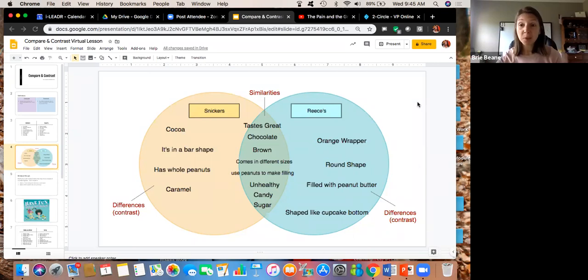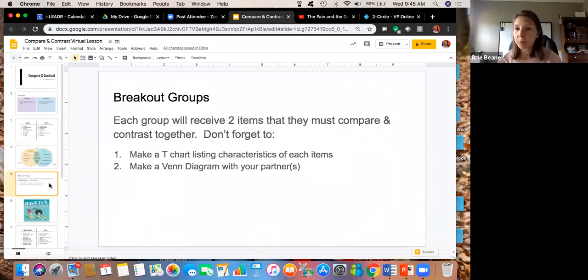Because now I'm going to give you a chance to practice this. I'm going to put you all into a breakout room, and I'm going to come into your breakout room and give you and your partner or partners two different items. What I want you to do is make a T-chart with your partners, and then make a Venn diagram on the items that I give to you, okay?